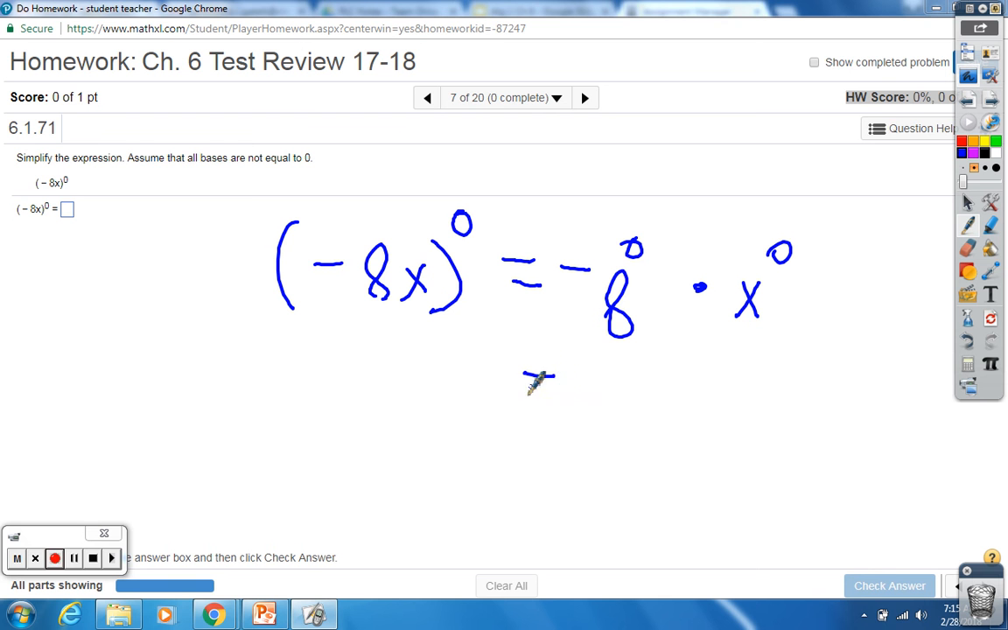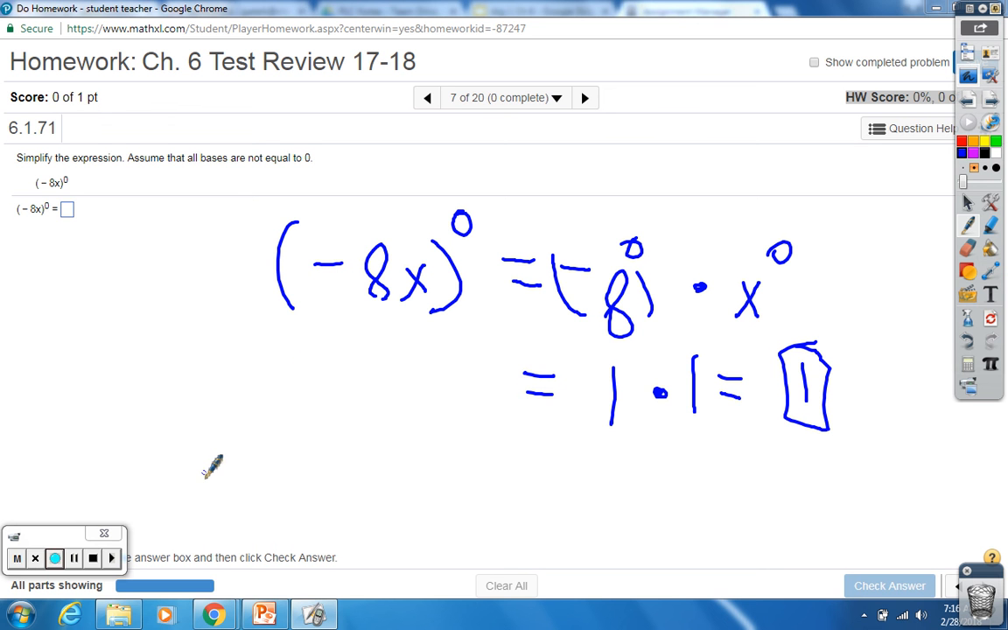And if we were to simplify that a little bit, due to the exponent rule of 0, anything to the 0 is going to be 1. So in this case, negative 8 to the 0 will be 1. We'll multiply that by x to the 0, which will also be 1. That'll just leave our final answer to be 1.